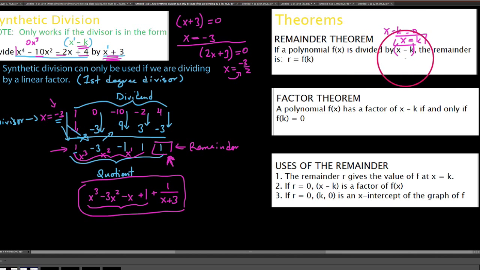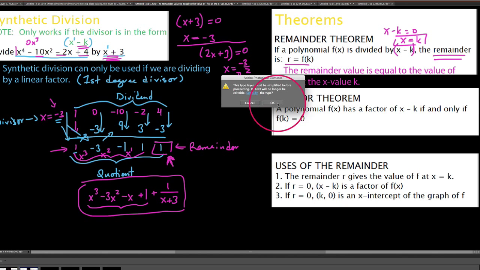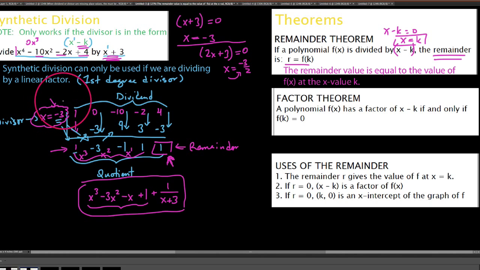It says if it's divided by x minus k, then the remainder is actually r, and r is equal to f of k. So what makes this profound is essentially that it's saying this. The remainder value is equal to the value of f of x at the x value k. In other words, if we were to actually plug that k value into the function, that remainder that you see right there is actually the y value that you would get when you plug this into the function. So keeping in mind that we had just plugged in a negative 3 essentially, this is our k right here.